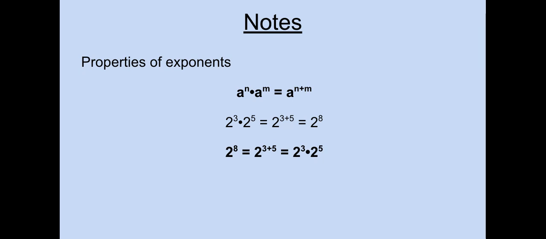All right, and the other one we talked about was when you raise a power to a power, you just multiply the powers, right, the numbers. So 2 cubed to the fifth is the same thing as 2 to the 3 times 5, which is 2 to the 15th. All right? Okay. So let's do this.